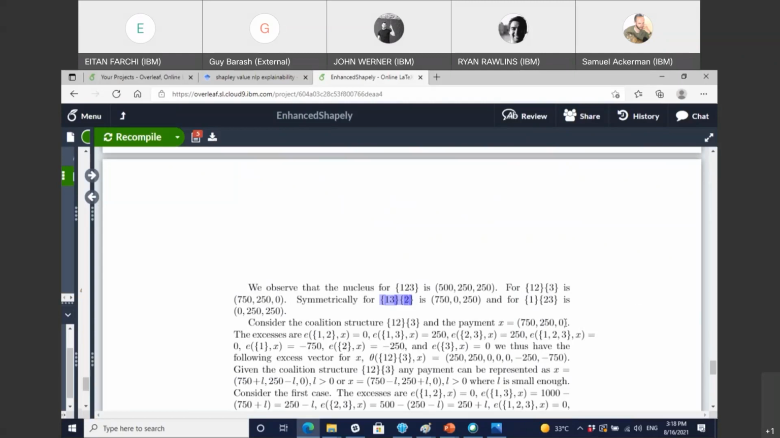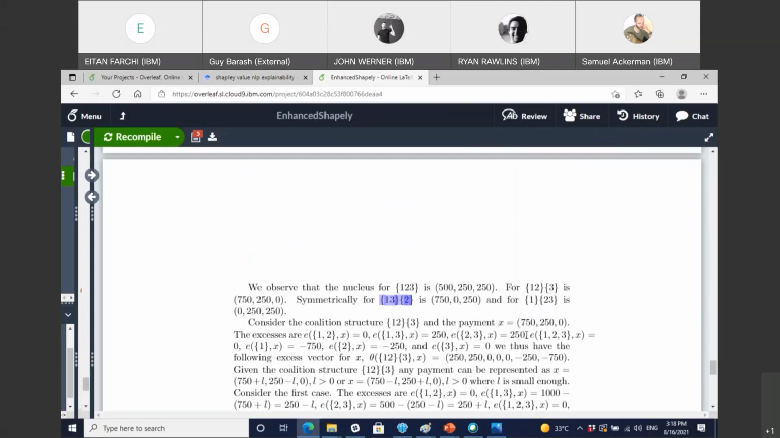But for number 3, it is worthwhile to go with 1, and there's an additional 250 that they can split. By the way, 2 and 3 can go together as well, and there's an additional 250 that they can split. Okay?